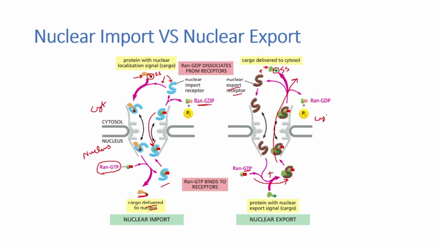Afterwards the cargo protein will be released into the cytosol, the nuclear export receptor will be released, and Ran GTP will be converted into Ran GDP because now we are in the cytosol. So this is the comparison between nuclear import versus nuclear export.